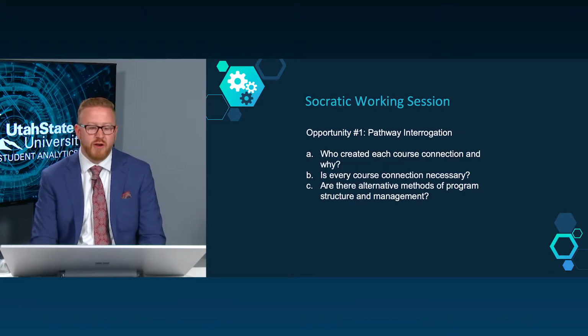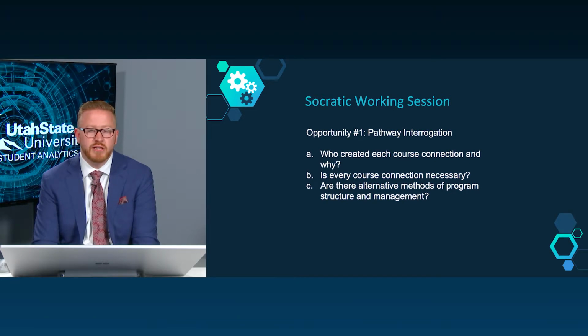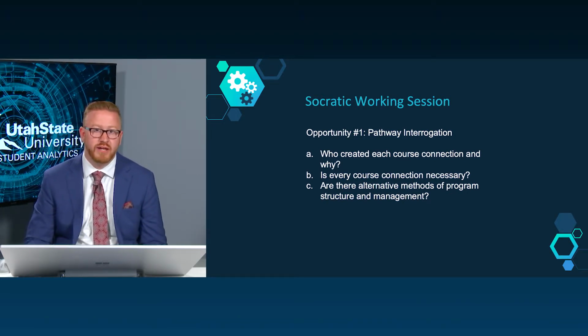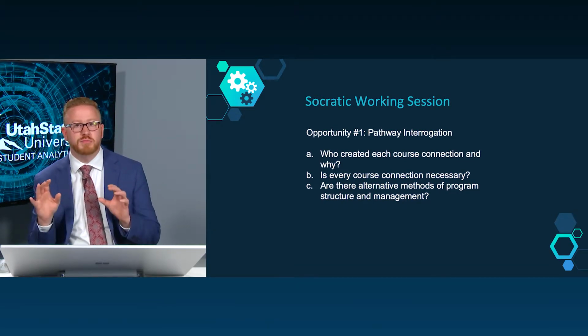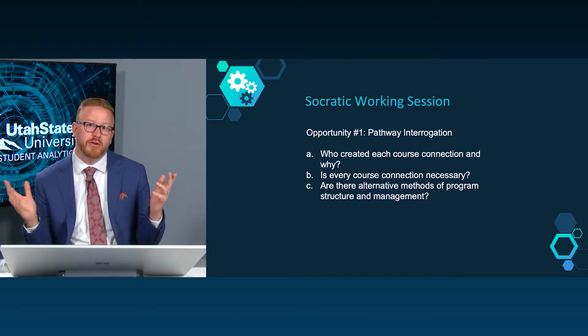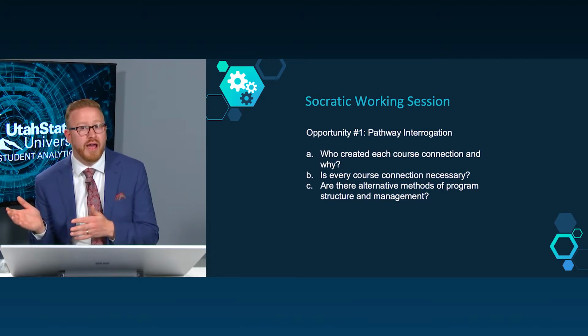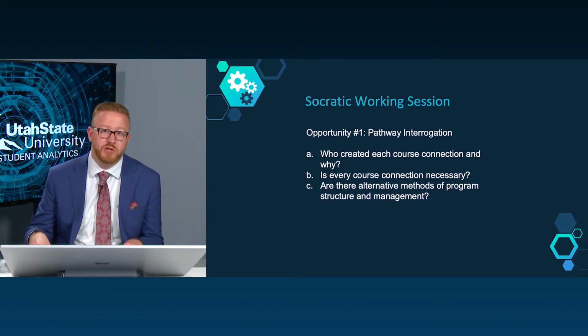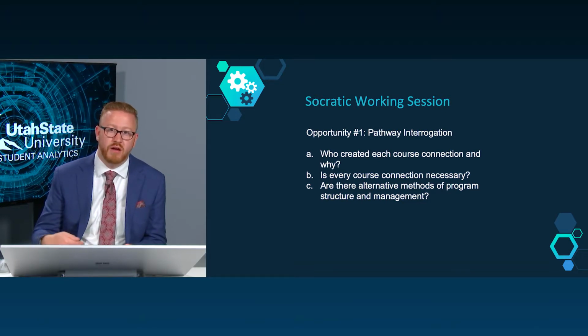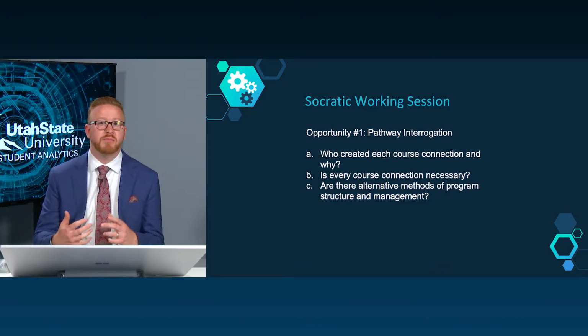The first kind of opportunity that I take them through in the working session is pathway interrogation. Who created each course connection and why? In other words, who was the first person to link these two courses, what year did it happen, and why did they link them? Does anyone know? We don't know. Okay, well, you probably should know. If you can't figure out who it was, you should at least figure out the why. Is every course connection necessary? Go through each one of these connections one by one, and consider alternative methods of program structure and management that might be advantageous.